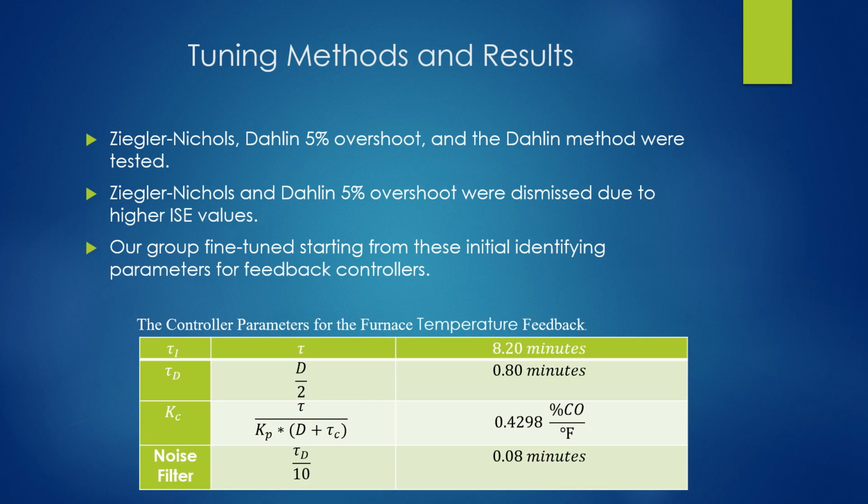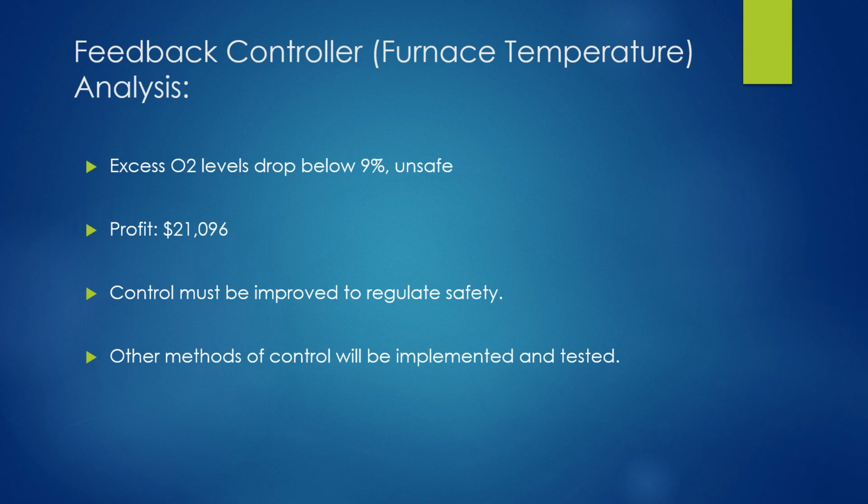Once these values were found, we once again tested the three tuning methods and found that the Dahlin synthesis method was better due to the lower ISE value. The values seen in the table here were the ones used for the feedback controller for the furnace temperature. Once these two controllers were implemented, we could see an increase in profit, which now was $21,096. However, there was still a concern in safety because the O2 levels would still drop below 9%, which meant that we would have to navigate some other options and schemes for the process.